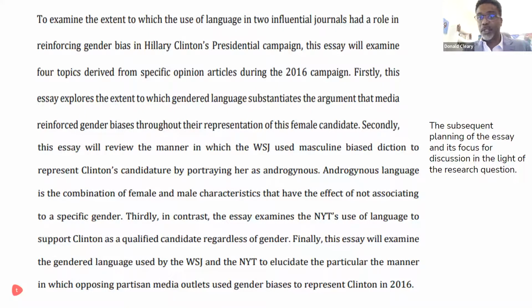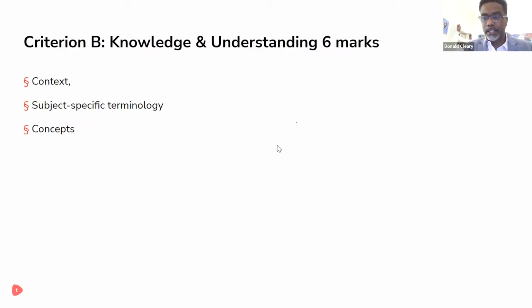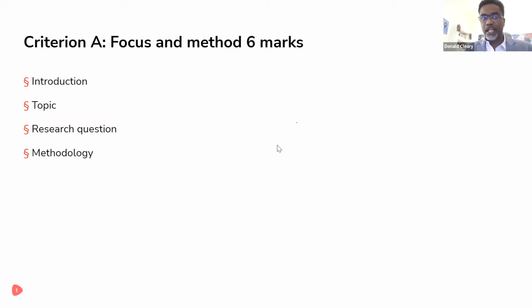So this is the methodology the student has established. If I quickly go back to the top, criterion A: topic, research, methodology. If the student is able to establish the critical lens that they're going to be using, how they got to the research question, and the way in which they're going to approach the essay, in the introduction, the student is almost guaranteed to capture these first 6 marks for criterion A, focus on method. So the introduction is very important because it sets up the essay, but more importantly, the student stands a chance of capturing these 6 marks or 5 of these 6 marks.